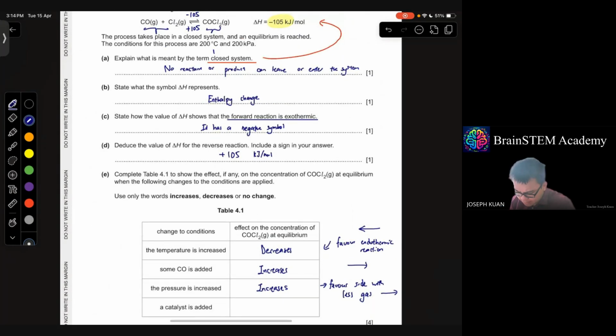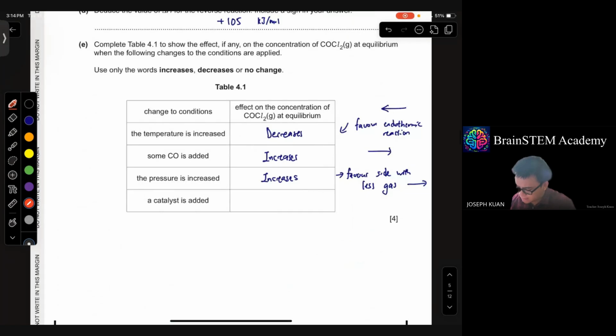Last, a catalyst is added. Catalyst doesn't affect equilibrium position, so it will not make more products. So there will be no change of COCl2 as a result.